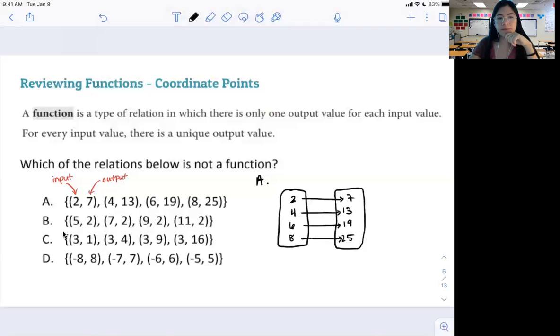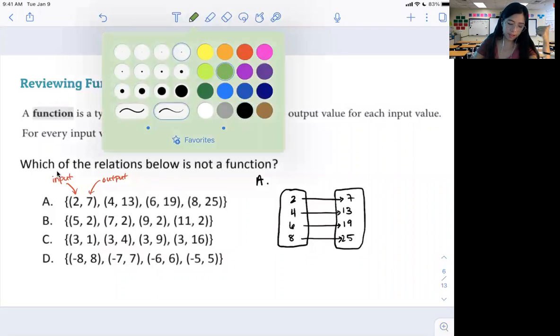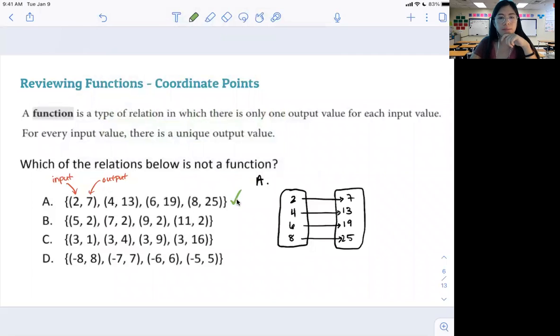So for A, are there any places where the input branches out? No. So this one is a function. And we're looking for the one that's not a function. So far, this one's not the one. And that's a really good way to do it, because when you can visualize it, it might be a lot more helpful.